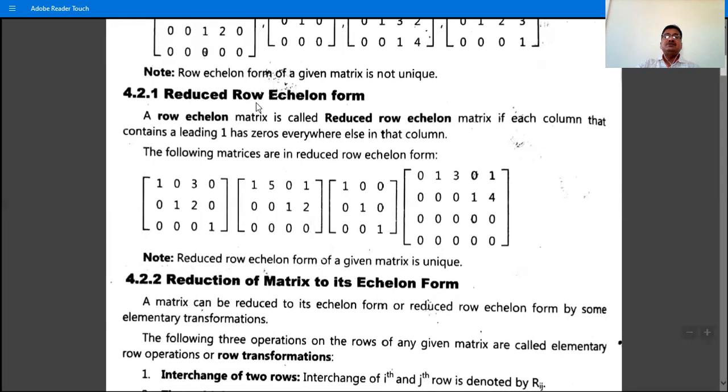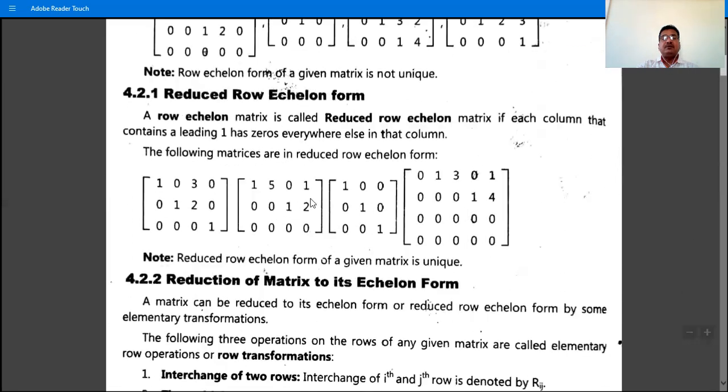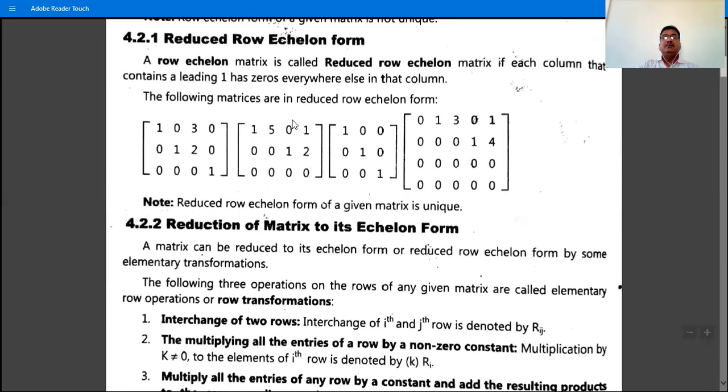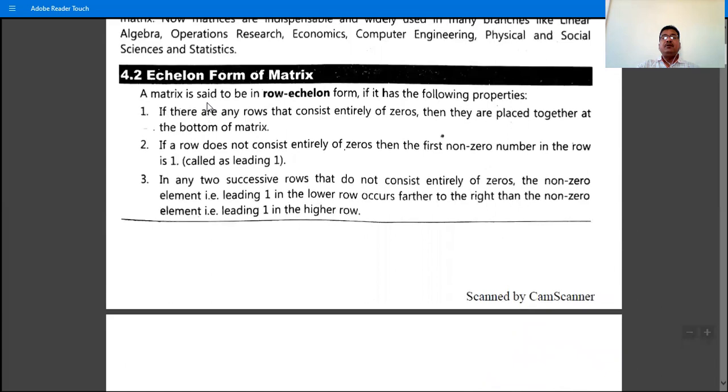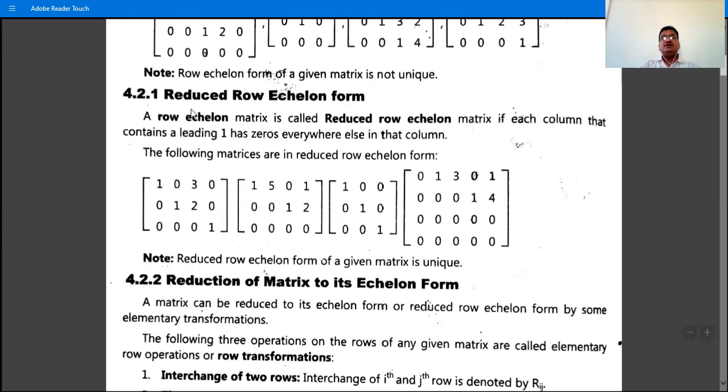So the row echelon form, reduced row echelon form, the definition of reduced row echelon form. This is the definition of row echelon form. If these three properties are satisfied by the matrix, then we say the matrix is in echelon form or row echelon form. And the next definition is reduced row echelon form.